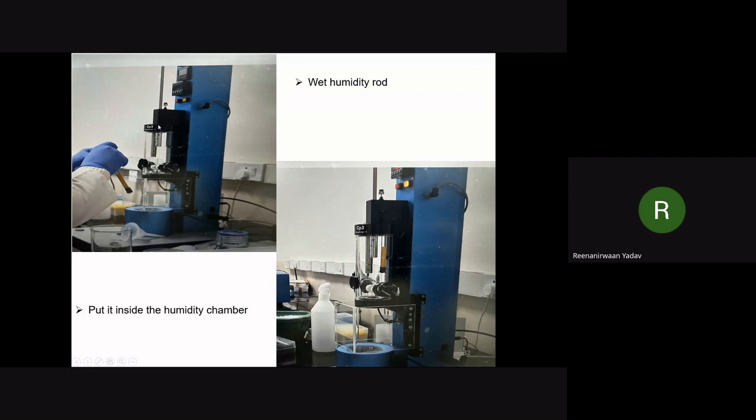The first step in the preparation of our sample is we wet our humidity rod and put it inside the humidity chamber. And after the humidity reaches around 80 or above, we start our sample preparation. Meanwhile, we can pre-cool our workstation and fill liquid ethane inside it.